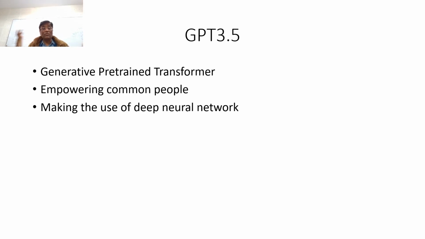And what is this actually? OpenAI started this utilizing a gigantic neural network in the form of a deep learning network to understand, perhaps for the first time, natural languages. That's why it's called a language training model. And as you know, natural languages are the most difficult languages for computers to understand.